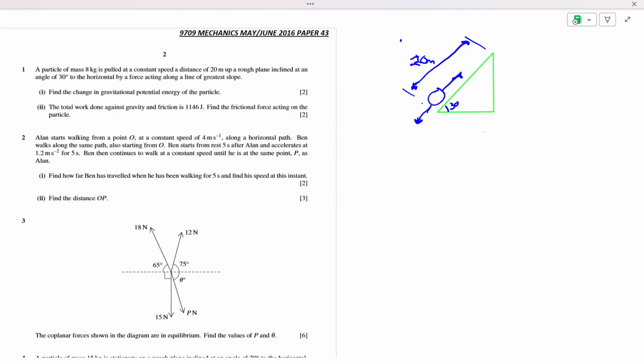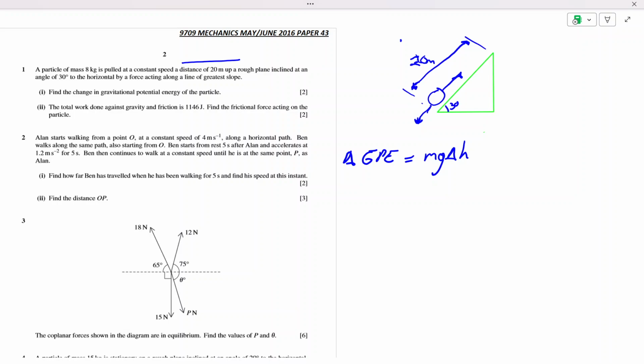Part one says, find the change in gravitational potential energy of the particle. From physics, we know that change in GPE is equal to mg delta h. We have the mass. We know what the value of g is. It's the constant of acceleration due to gravity, which is 10 meters per second squared. And then for the height, the question is saying that the particle moves a distance of 20 meters up the plane.